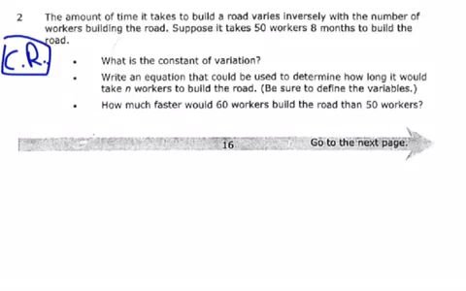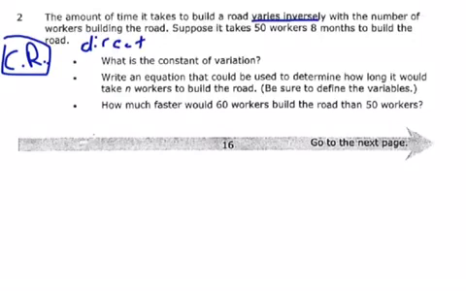All right, number 2 on the constructed response. The amount of time it takes to build a road varies inversely with the number of workers building the road. Suppose it takes 50 workers 8 months to build the road. All right, well, varies inversely. First off, let's talk about direct and indirect.